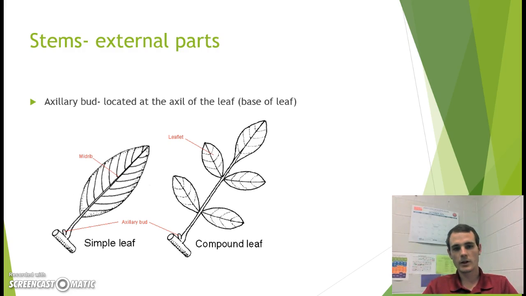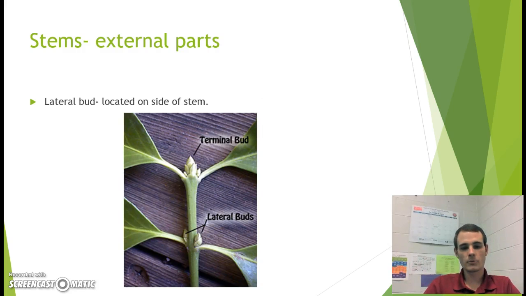Axillary buds. They're located at the axil of the leaf, at the base of the leaf. So in the simple leaf on the left side, a simple leaf is one leaf attached to the stem with one axillary bud at the base of that petiole of the leaf. In a compound leaf, it has leaflets. There's no axillary buds at the base of the leaflets. The axillary bud is only found at the base of the entire leaf, the compound leaf, where it attaches to the stem. So make sure you know axillary bud is where the leaf meets the stem. There's a bud coming out right there. And then lateral buds are actually found on the sides of the stem. Sometimes they could be axillary buds, and sometimes they could just be buds by themselves with no leaves below them. And so the lateral buds are found on the side of the stem.